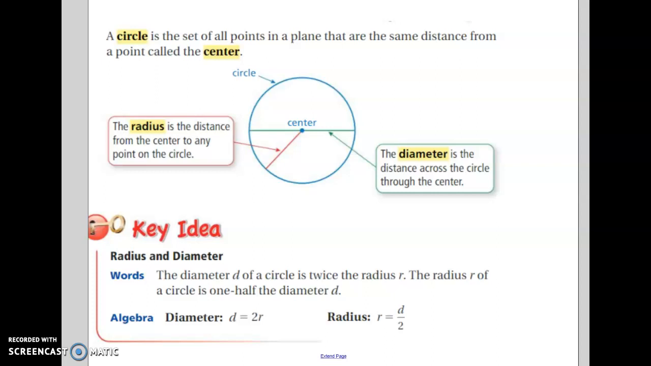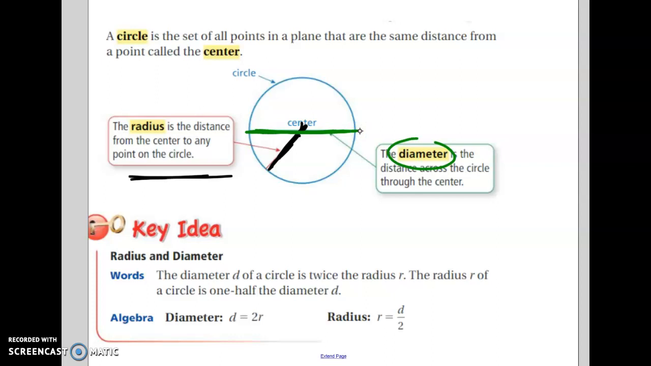It talks about the parts of the circle. It breaks down the difference between the radius, which is halfway across the circle, that is from the center to the edge of the circle. That's the radius. And then you have the diameter, which remember is from one side of the circle to the other side of the circle through the center.